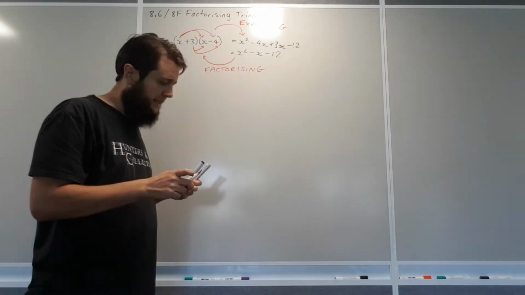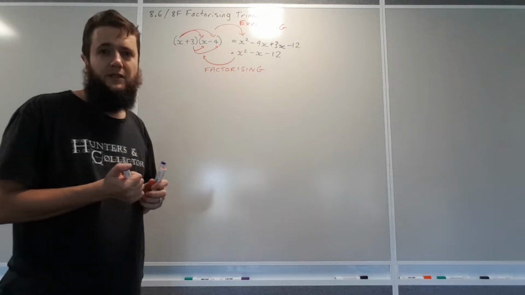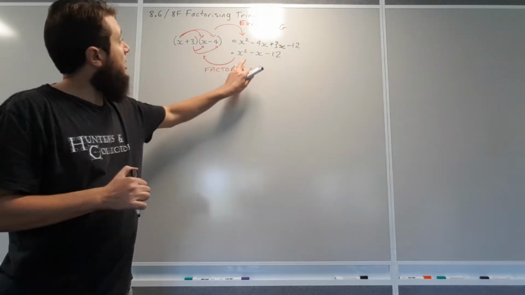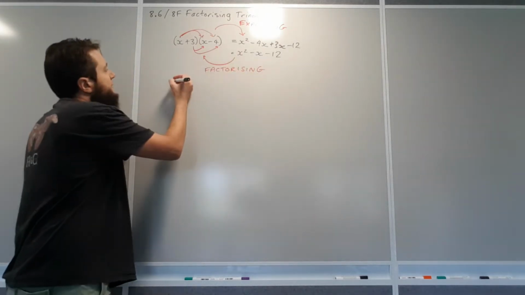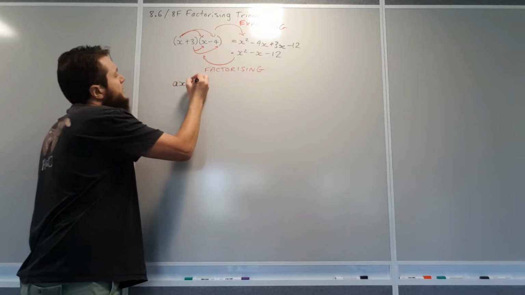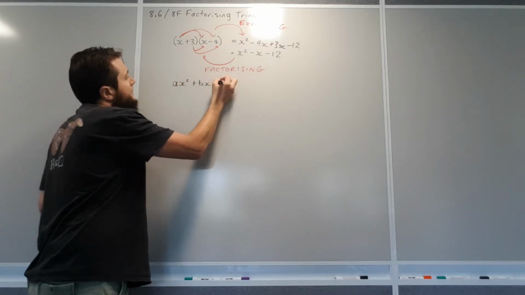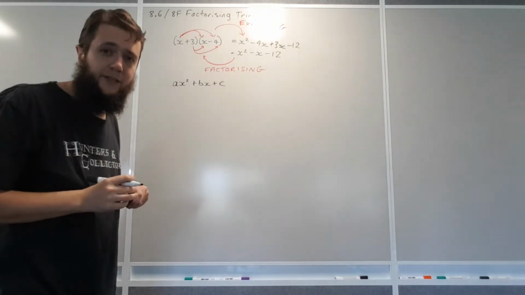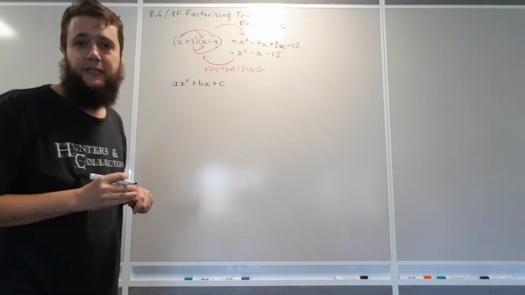So what we're going to do today, one of the first things I like to introduce is a little bit of terminology. I'm going to write a general form of these things. I'm going to write it as ax squared plus bx plus c. You're going to see this a lot more as time goes on, so we may as well learn it now.